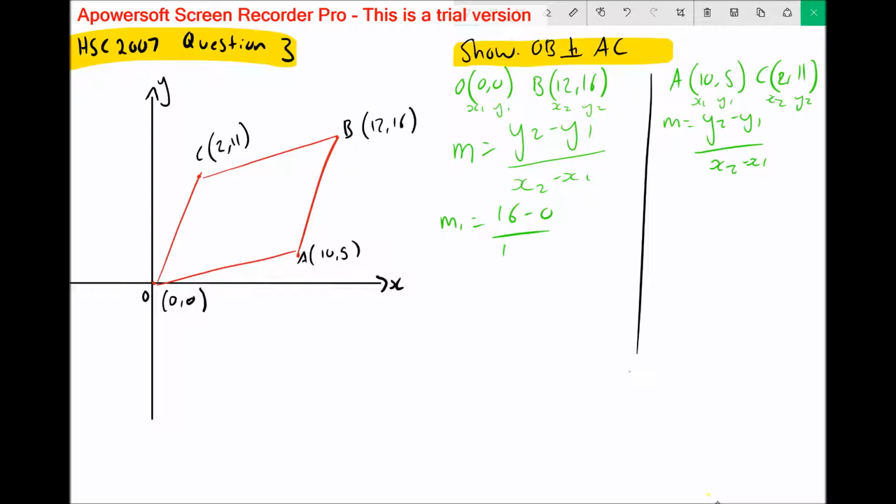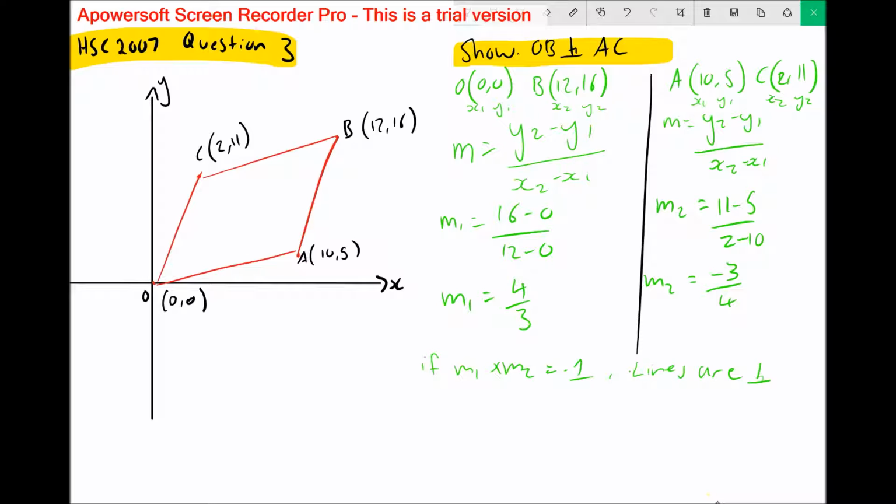This question is asking us to show that OB and AC are perpendicular. So we're going to find the gradients using the gradient formula and the points. The reason we're finding the gradients is that 2 lines are perpendicular if their gradients multiply to -1. So we're proving that they do, which proves that the lines are in fact perpendicular.